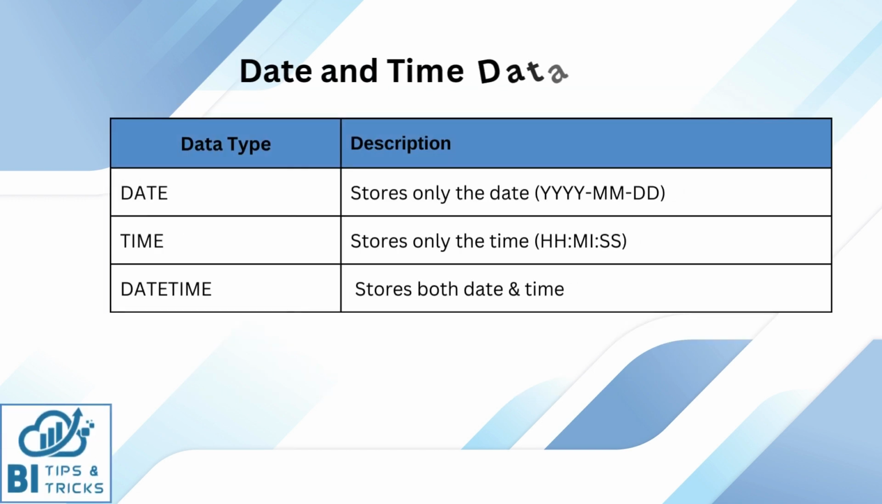Last important data type is date and time. Again, as the name suggests, date can be used to store date values. Time data type can be used to store only time data. And if you want to store date and time both, you can use datetime as a data type.